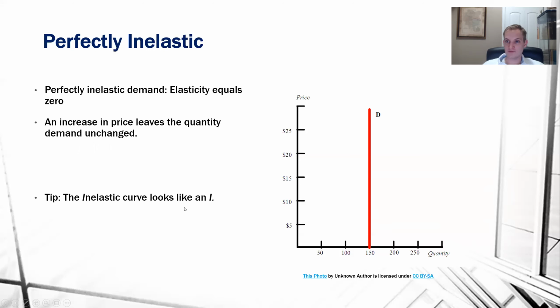One way that you can remember what the inelastic demand curves look like is that they look like eyes. So I for inelastic, they look like eyes. Easy enough, right? Now, what this tells us is that price could increase or decrease. It doesn't matter. The quantity demanded is going to remain completely constant at any possible price.